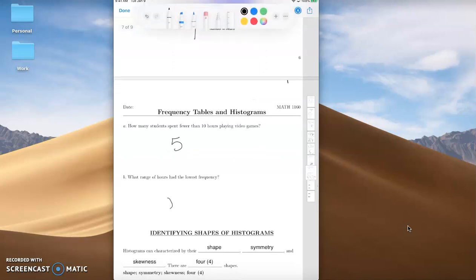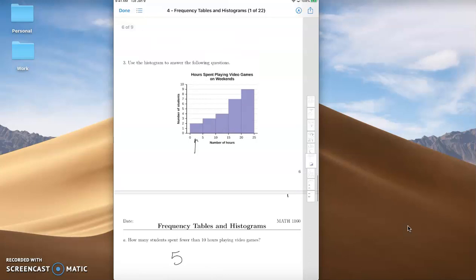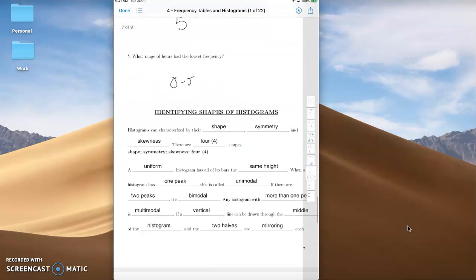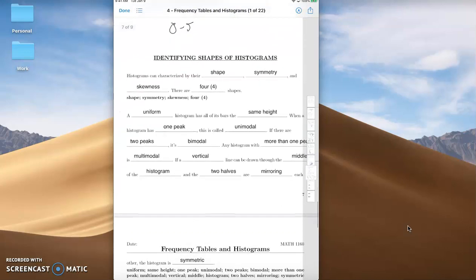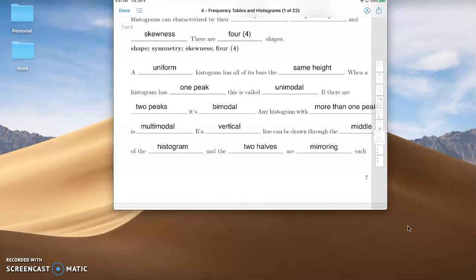So we would write 0 to 5. So that's kind of how you read the table. You can go through and reference, and that's how you go from a frequency table to a histogram, and then how you can answer some questions using the histogram. All right, let's go back to this one just to read this a little bit easier.